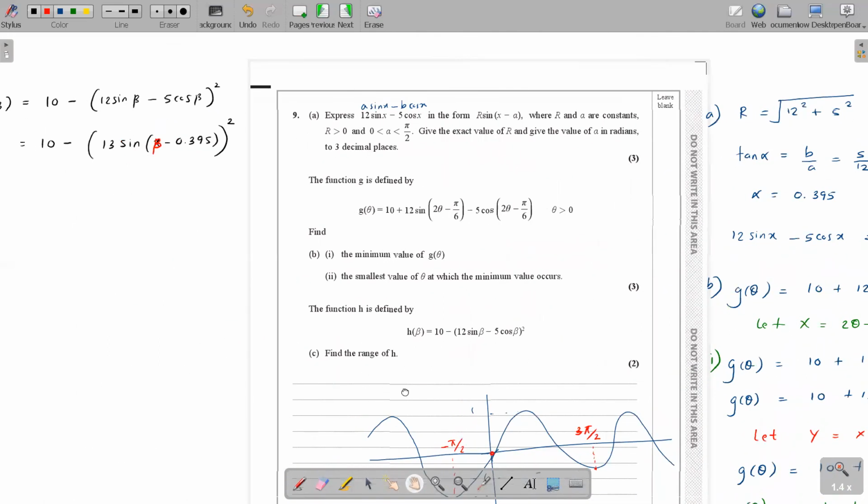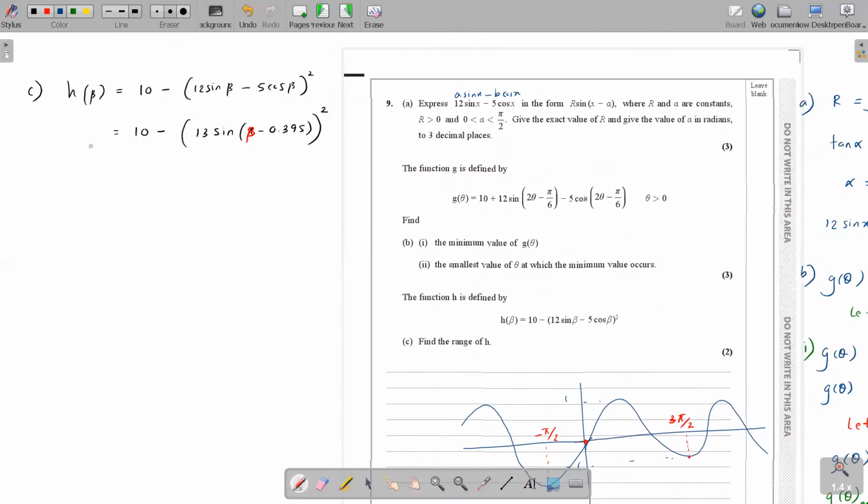So then they want the range. Okay, let's simplify h beta. Range means a set of possible y values. So 13 squared is 169 sine squared beta minus 0.395. So you could replace h beta with 10 minus 169 sine squared. So just put some value here, we'll say sine squared a, where a is beta minus 0.395, the angle.